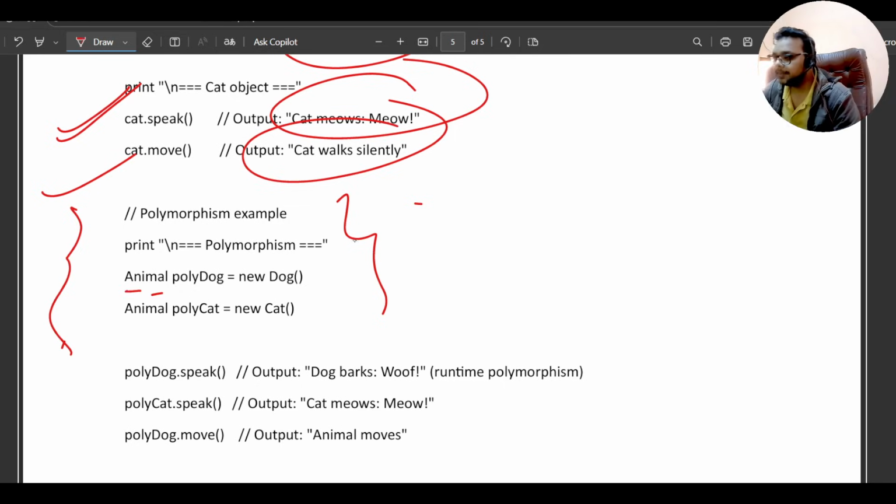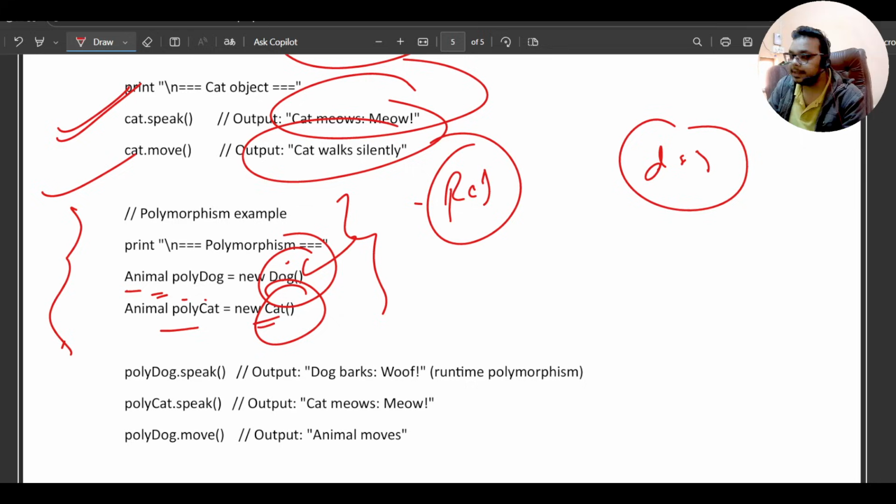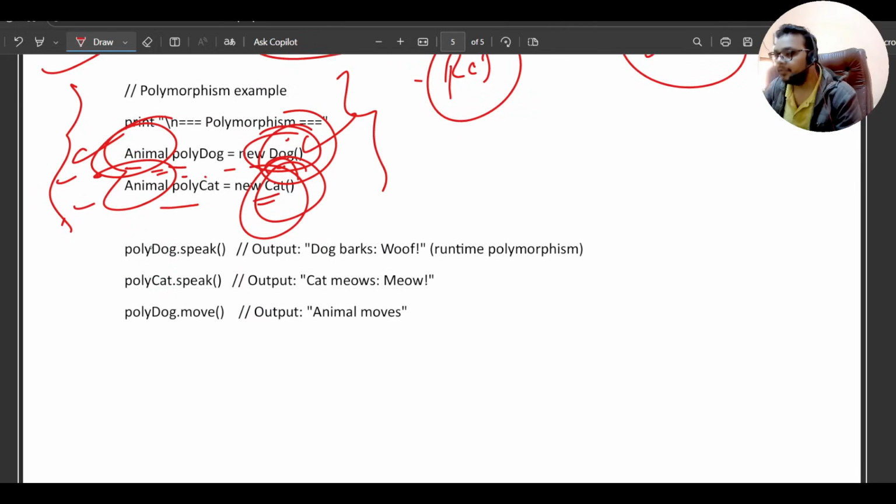So if you can see here, we are creating the polyDog reference variable and it is referring to the Dog object. The main thing is it is trying to do polymorphism, but the main thing is we always see the object it is pointing to. So it is a Dog object. Okay, and polyCat is basically pointing to a Cat object. However, we are creating the reference variable using the Animal name, but we are pointing to the Dog object and the Cat object. That's why when we say polyDog.speak, it will say dog barks.